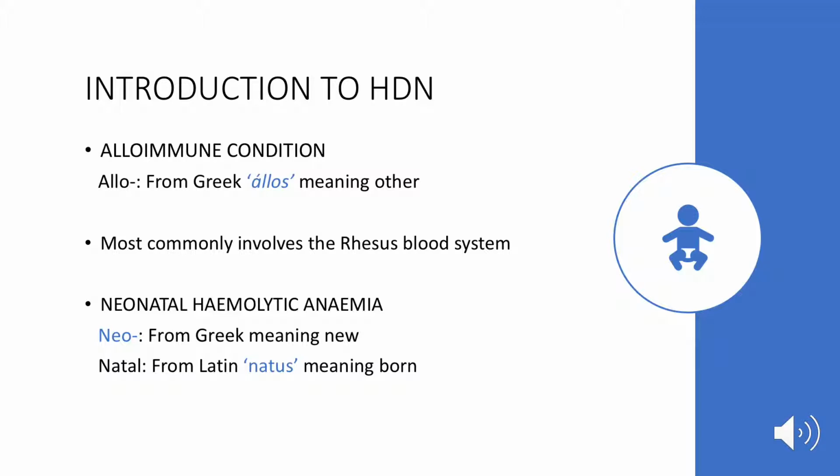Most commonly it is caused by issues with the rhesus blood system, and in particular the rhesus D antigen, but it can also be caused by ABO incompatibilities, but I'll come back to that later. And then the main issue with this is that the babies are born with neonatal haemolytic anemia. So we've covered haemolytic, the etymology of that. Anemia we all know, an meaning without, emia blood, and then neonatal, so neo is Greek for new, natal is from the Latin natus meaning born, so anemia of the newborn.